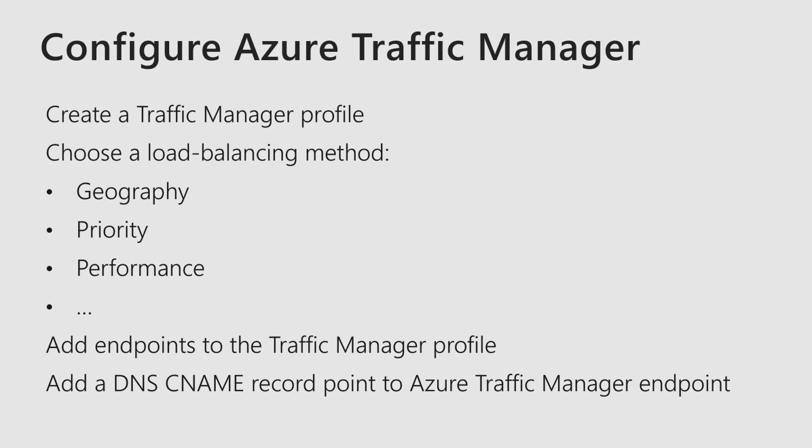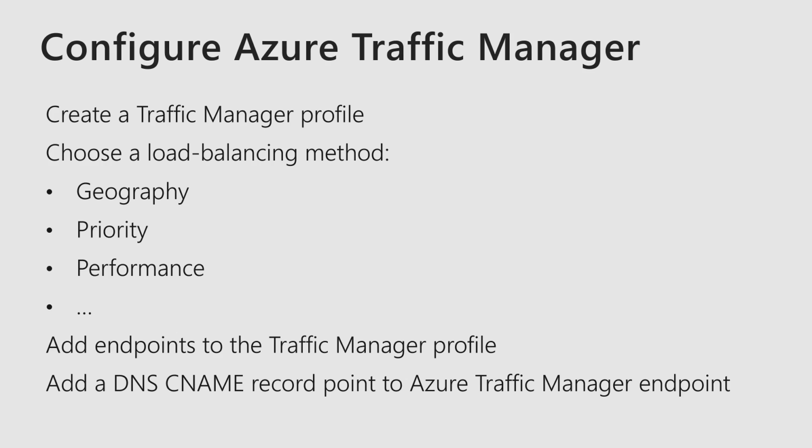How can we configure this? So first of all, we need to create a traffic manager profile. And then in that profile, we're going to choose the balancing method. We have several algorithms. I can have geography, priority, performance, and some others. I'm just going to focus on those three, okay?